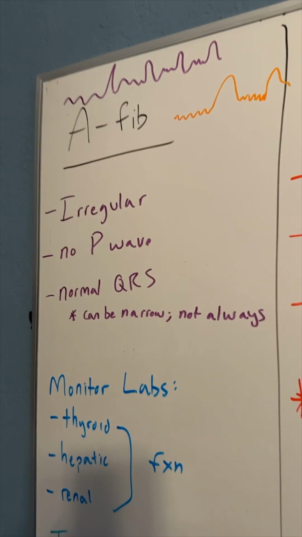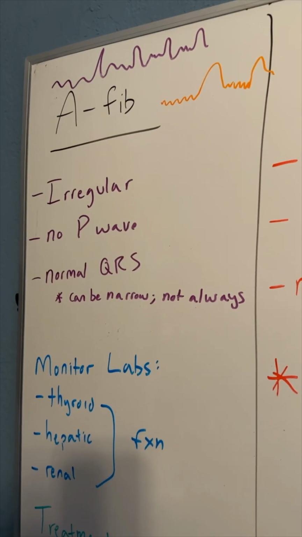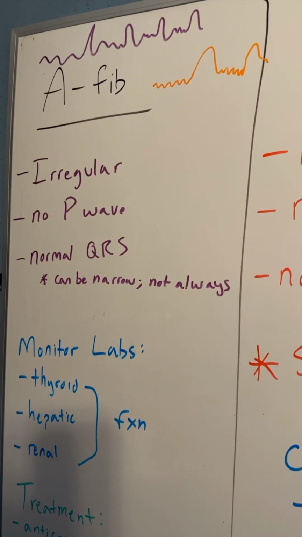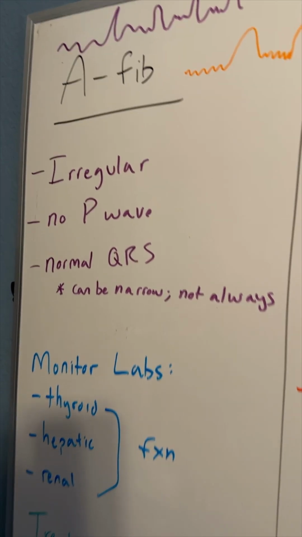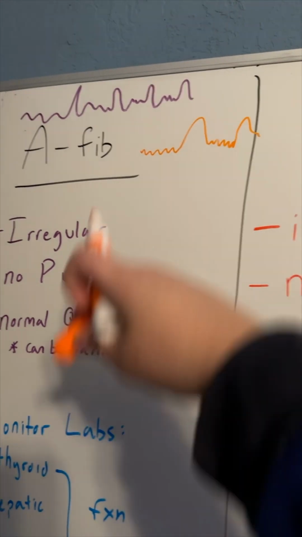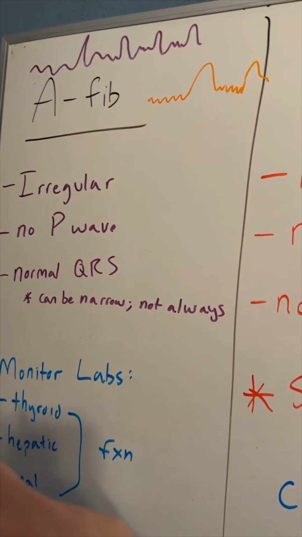Basically, what's happening is the atria are fibrillating. They're quivering. They're not contracting like they should normally. So we're going to have the normal QRS. You can see that. But there's not going to be a P wave, and it's going to be an irregular rhythm.